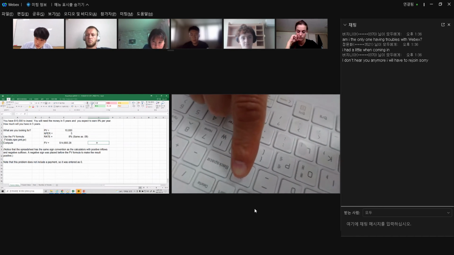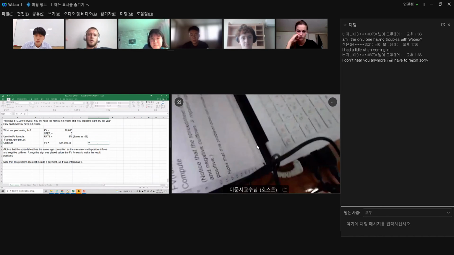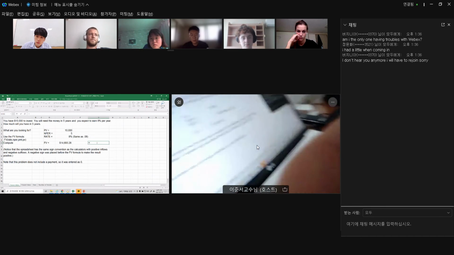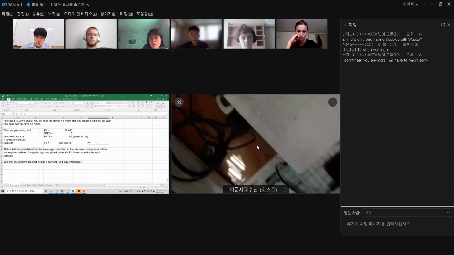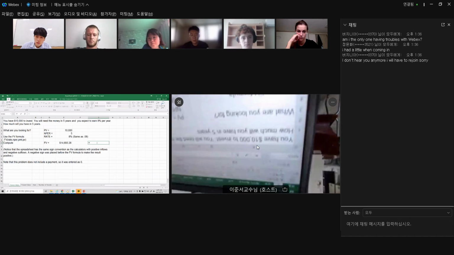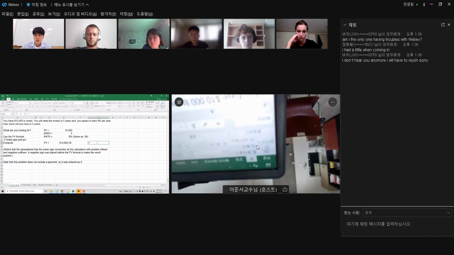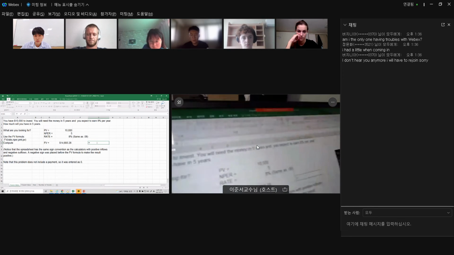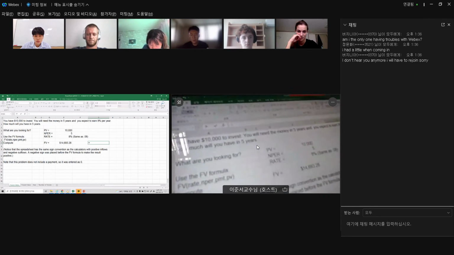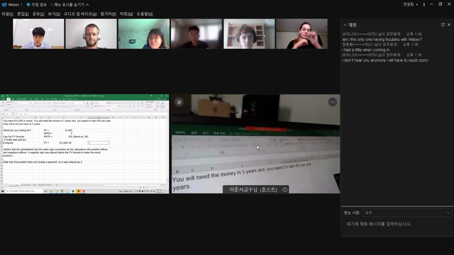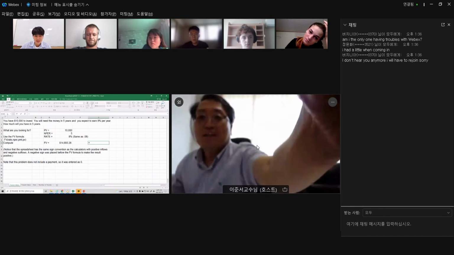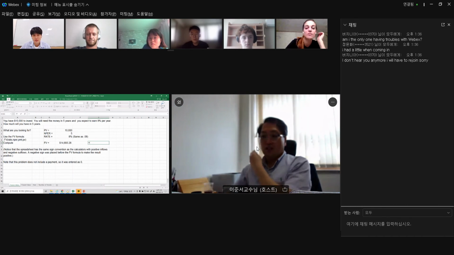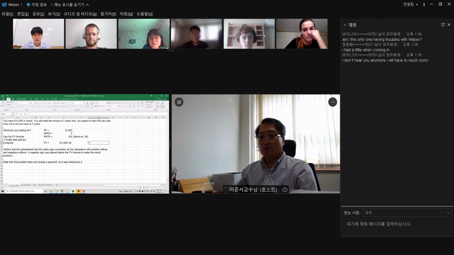Equal sign, right? So if you click the equal sign, then here you go. There's a function key window, you realize.